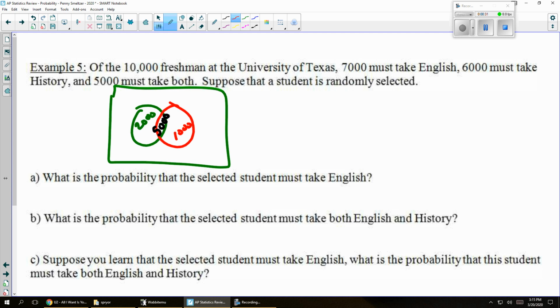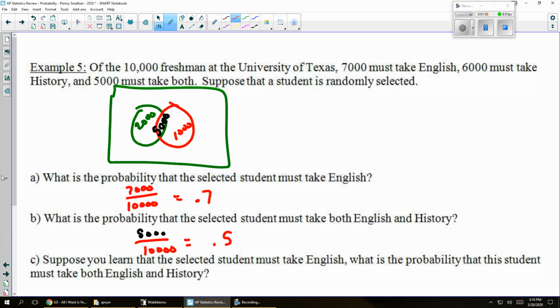And it says, what's the probability that they have to take English? Randomly selected students. So that's 7,000 out of the 10,000 total. 70% of the students have to take English. For part B, it says, what's the probability they have to take both? Well, you can see from my Venn diagram, that's 5,000 of the 10,000 students have to take both, or 50%.